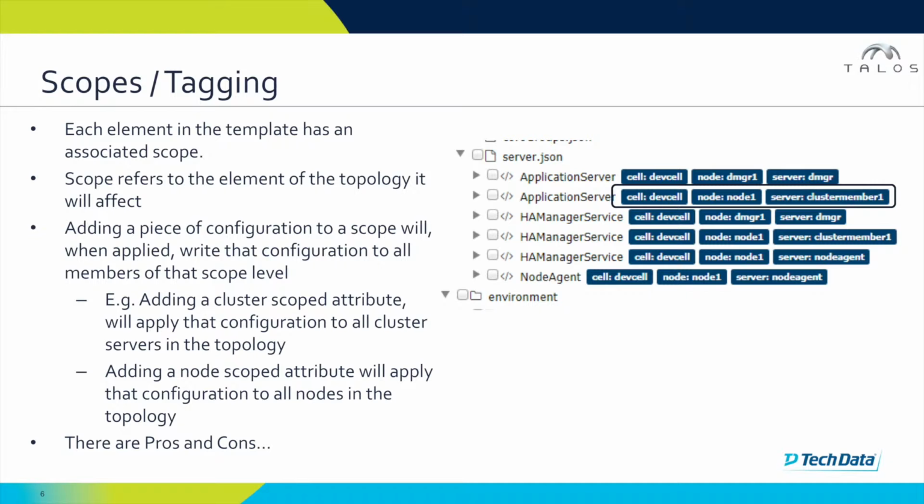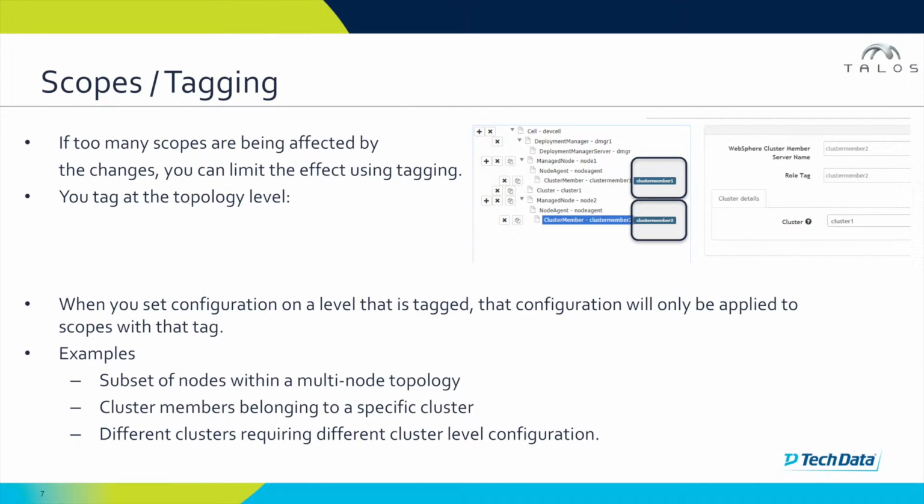Now, adding a piece of configuration to a scope will, when applied, write that configuration to all members of that scope level. So for example, if you create a piece of configuration against a node scope, and you have 6 nodes in your environment, then when you apply that configuration, that node level configuration will be applied to every node by default. So there are pros and cons to doing that. There might be situations where you don't want that to happen.